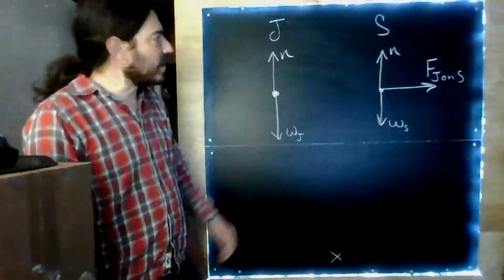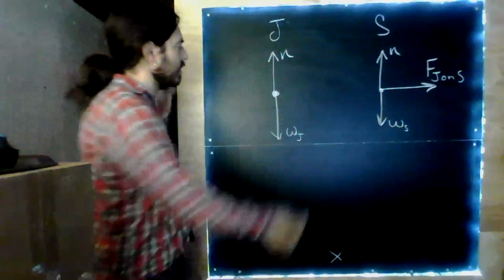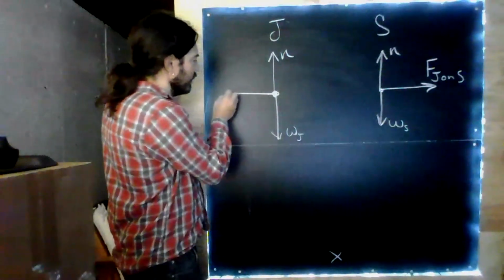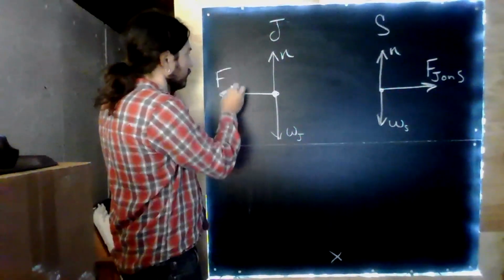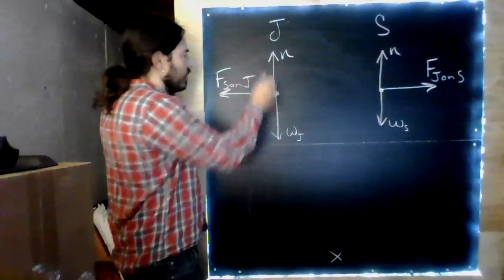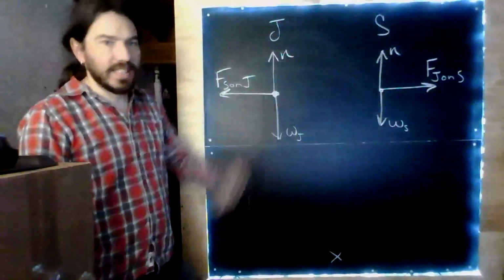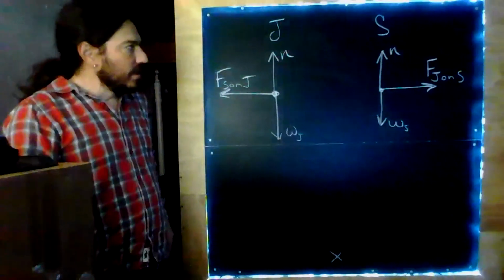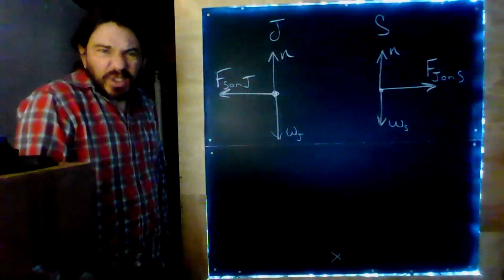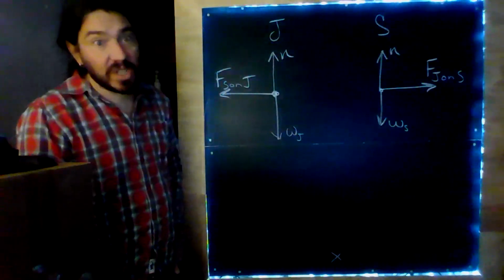Well, Newton's third law tells us that the force of Sarah on Jack should be exactly equal and opposite. We'll put it right here. That is the force of Sarah on Jack. Exactly equal and opposite. Now, Sarah's on a skateboard. Does she have friction? Sure. It would be very small, though, right? So Sarah has a tiny amount of friction.